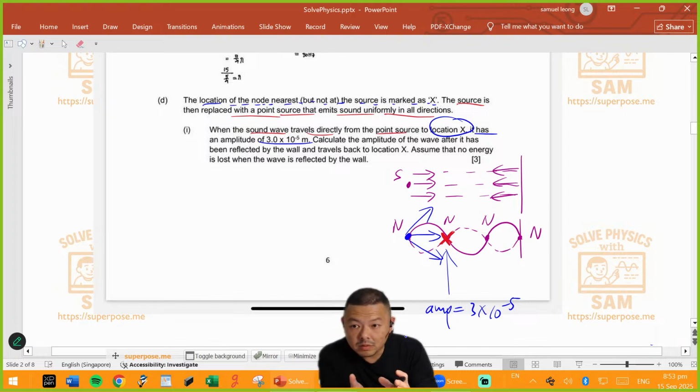No, so this part here is no longer a standing wave. Yeah, so it's a bit odd. I mean it's a bit convoluted. Why don't they just say it directly?